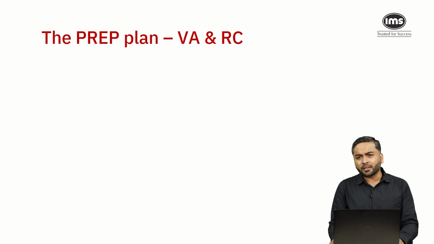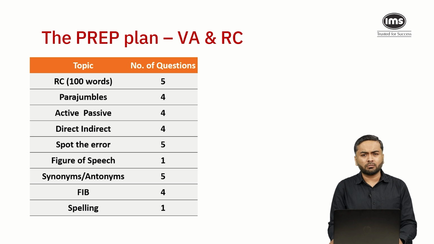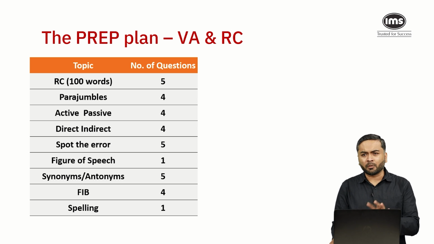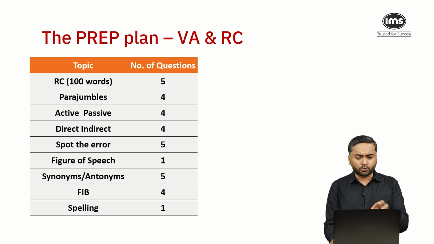If you move to the next section, that is the verbal ability and reading comprehension section, last year there was one RC, a very small passage of around 100 words. If I compare with the year before last, there were 2 RCs. Last year there was only 1 RC. Otherwise, para-jumble, active, passive, direct, indirect, spot the error, figure of speech, antonyms, synonyms, fill in the blanks, and spelling, more or less everything remains the same. The numbers keep on changing, but otherwise more or less it remains the same.